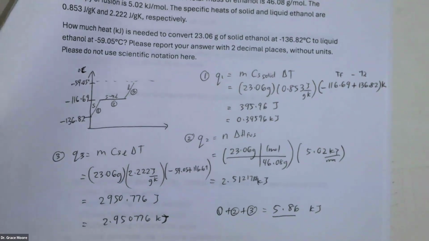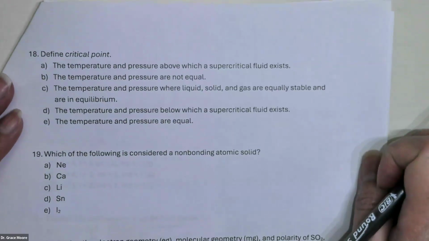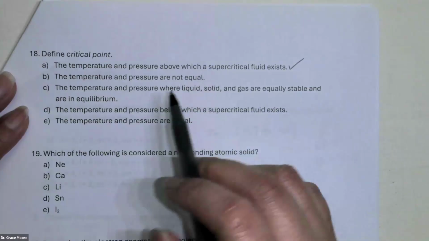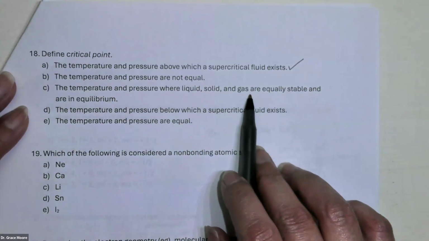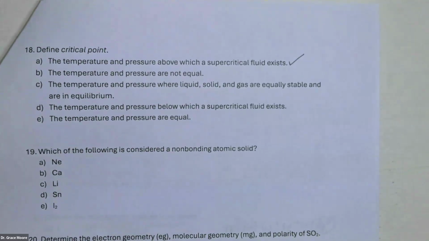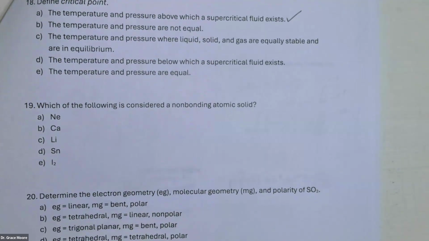All right, let's go to the next question. Define critical point. Critical point is where above that temperature and pressure, you get supercritical fluid. This definition, where the temperature and pressure with liquid, solid, and gas are equally stable in equilibrium, is called the triple point. The other ones are just made up stuff.